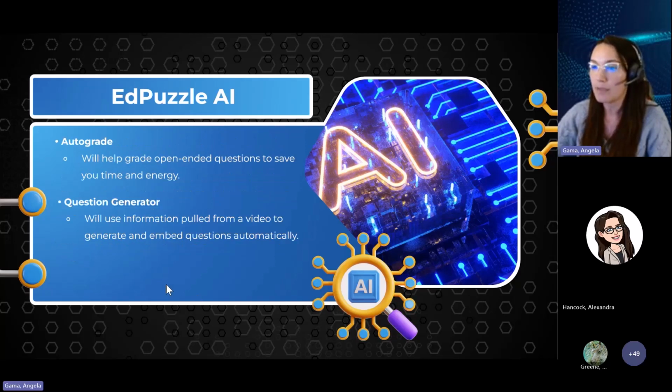So there are two components. The first is the autograde. I know a lot of us may opt to choose a multiple choice question just because it's so much easier to have the autograde feature and not have to go through hundreds of questions and grade them yourselves. Well, EdPuzzle has incorporated this autograde piece to save you some time. It will help you grade open-ended questions based on the ideal answer that you provide. We'll see a little bit more about this in a minute.